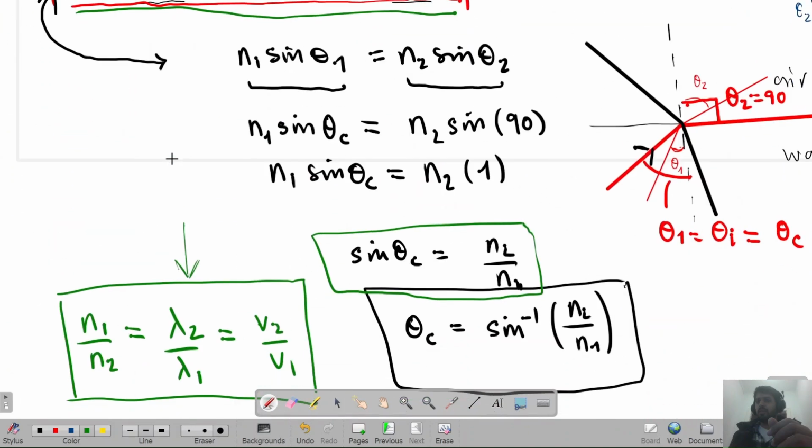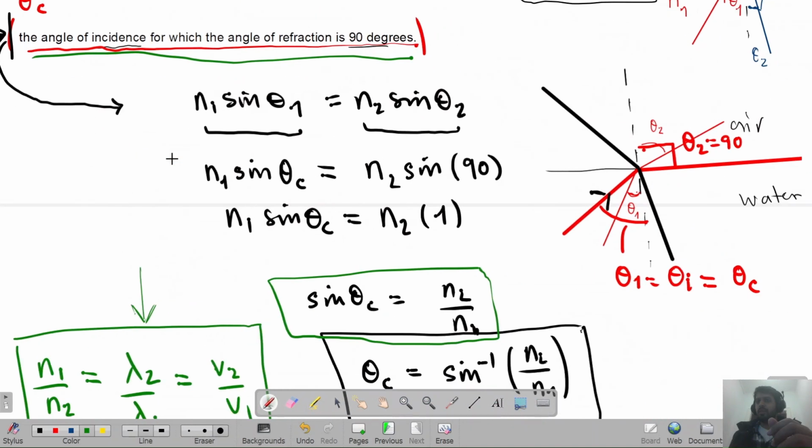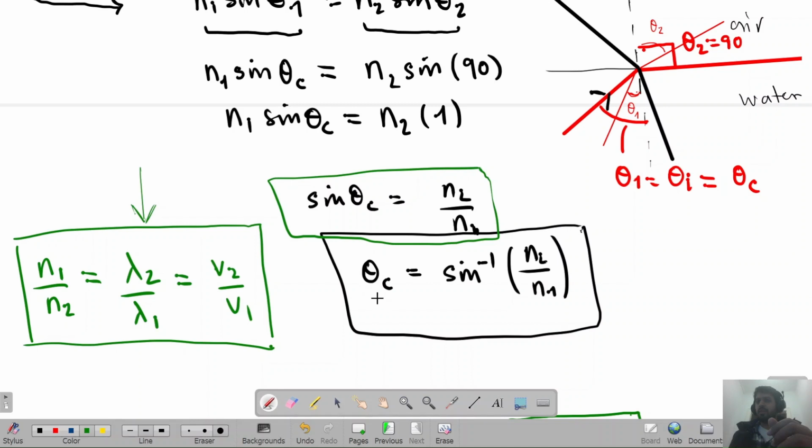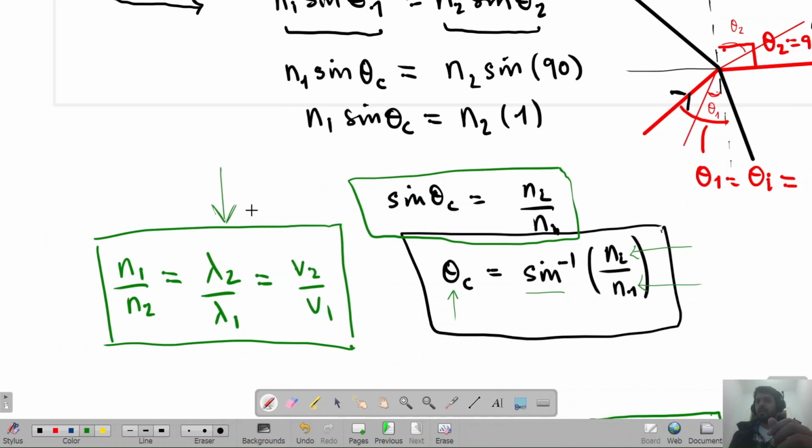So let's see, first of all, if we can find the critical angle. We know that the critical angle is given by sine inverse n2 over n1. But the problem is that we don't know what n2 and n1 are in this question. And that's where our second equation comes in. n1 over n2 is given by v2 over v1.